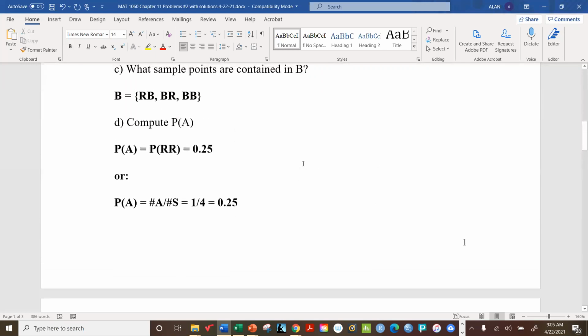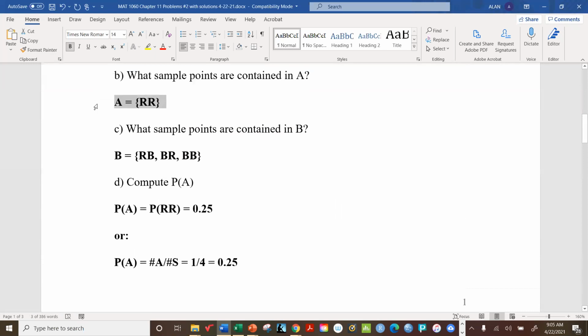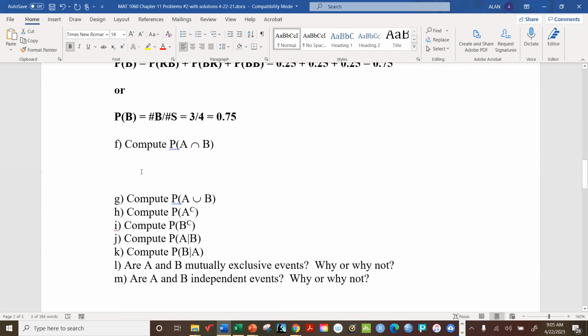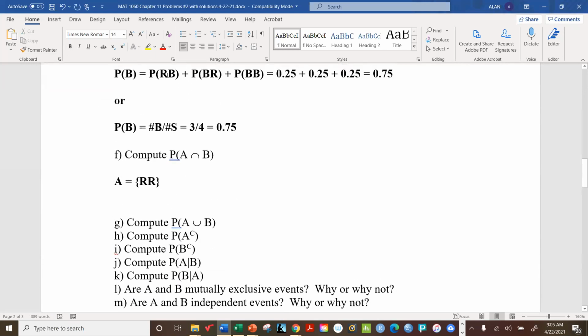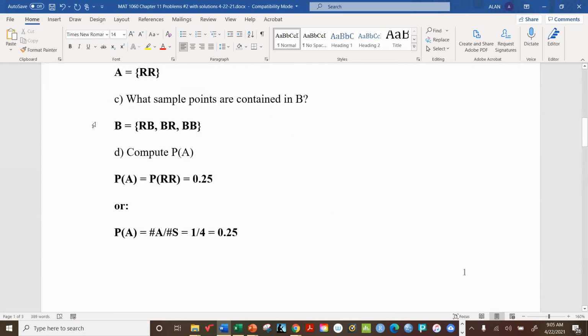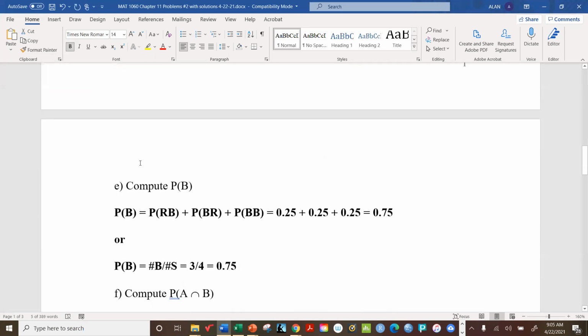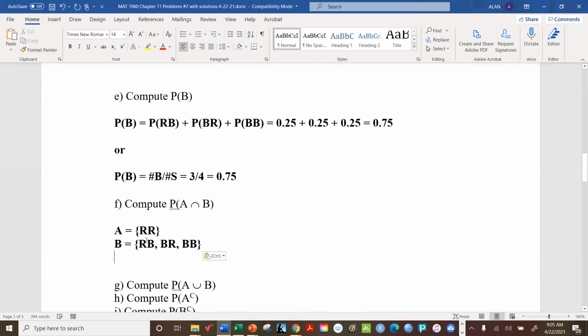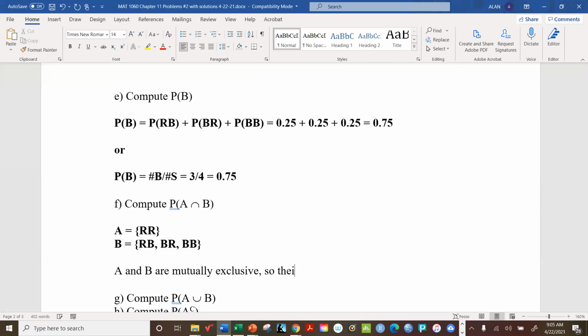Now, for as far as these are concerned, just like the last case, they don't seem to have anything in common, do they? No. So therefore, A and B are mutually exclusive. So the probability of this intersection is 0.